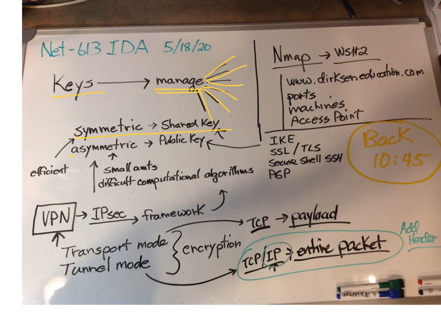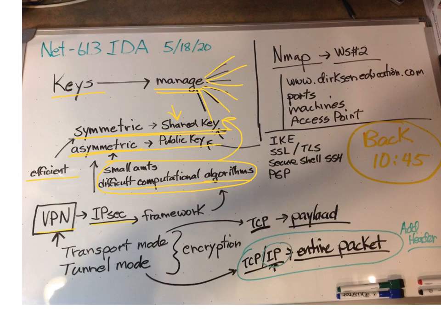Symmetric, we have a shared key. Asymmetric is often called public key. Works good for small amounts, but it's built upon difficult computational algorithms. We'll review that again tomorrow a little bit. Symmetric is more efficient, but a real problem exchanging the keys. So what you can do, you can use asymmetric to set up the keys for symmetric. And we'll touch more on that later on.